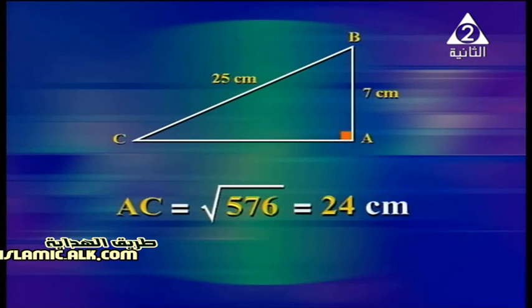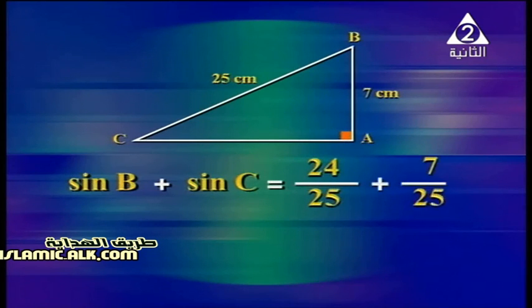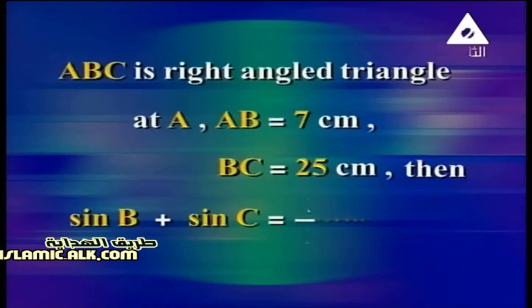Now, can you find sine B plus sine C? Of course, yes. What about sine B? It is opposite over hypotenuse. What about the opposite of B? It is 24 over the hypotenuse, 25. Plus, what about sine C? It is the opposite to angle C over the hypotenuse of the triangle. So it is 7 over 25. These two fractions have the same denominator, so you can add the numerators to obtain a result as 31 over 25.